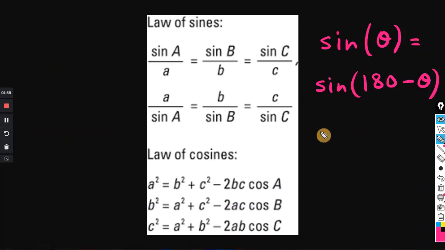The other thing that you want to remember is that the sine of theta equals the sine of 180 minus theta. So if your answer for the angle doesn't make sense, you're going to want to subtract it from 180 degrees, and it could be either one of those answers depending on whether or not they tell you if the angle is acute or obtuse.